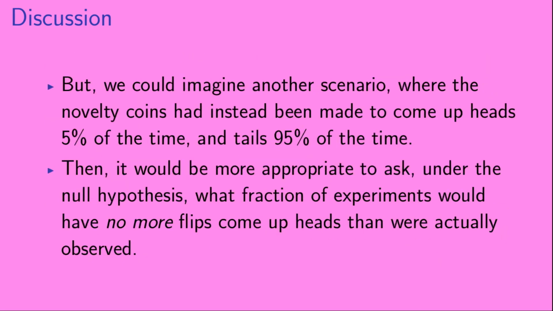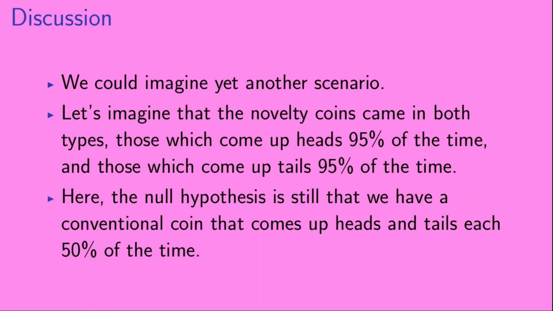But we could imagine another scenario where the novelty coins had instead been made to come up heads 5% of the time and tails 95% of the time. Then it would be more appropriate to ask, under the null hypothesis, what fraction of experiments would have no more flips come up heads than were actually observed? And we could imagine yet another scenario.